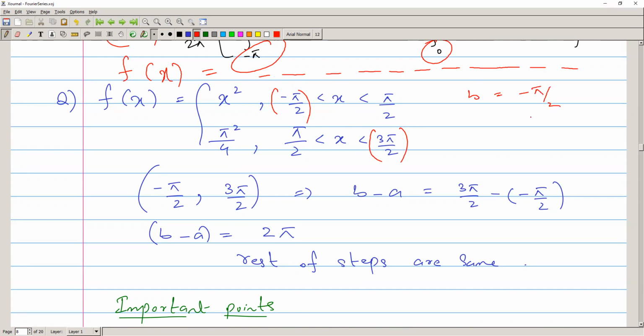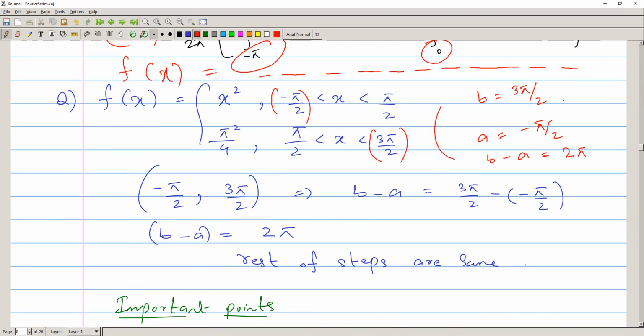Now it's a piecewise function and you can see that the interval is from negative pi over 2 to 3 pi over 2, right? So b is equal to 3 pi over 2, a is equal to negative pi over 2. So b minus a will be equal to 3 pi over 2 plus pi over 2, that will be 2 pi, right?